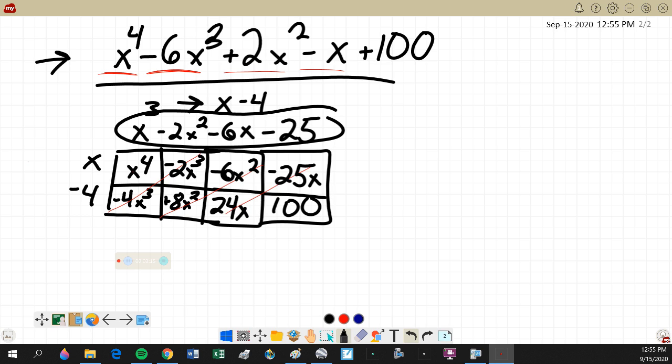minus 2x squared minus 6x minus 25. This went in evenly. What does that mean? No remainder. And what else does it tell us about the graph?